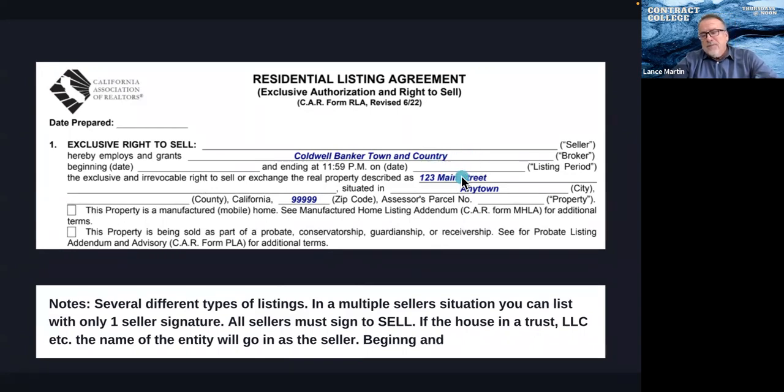The end date, we've talked about this a few times in recent training. So, very old school of thought would be, hey, you take a listing for a minimum of 3 months, 6 months, whatever it happens to be.